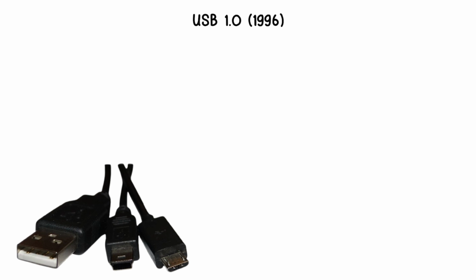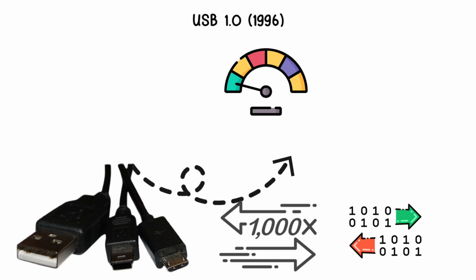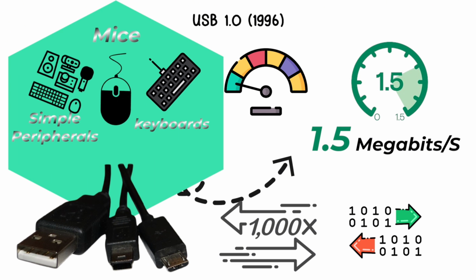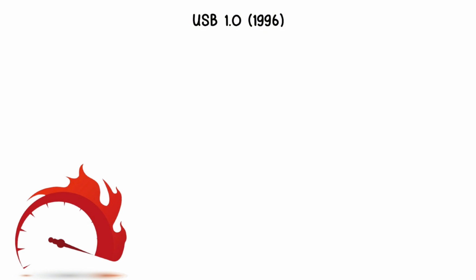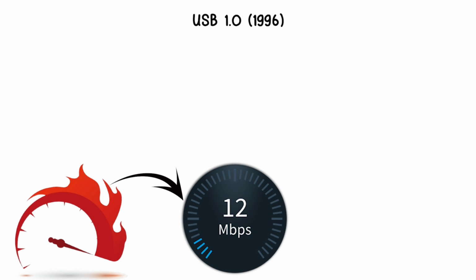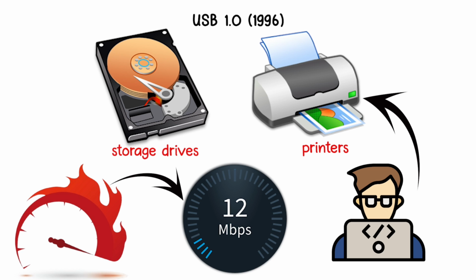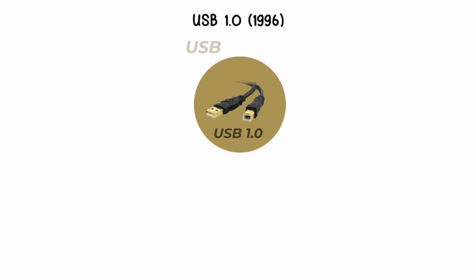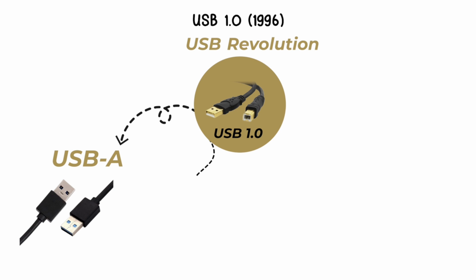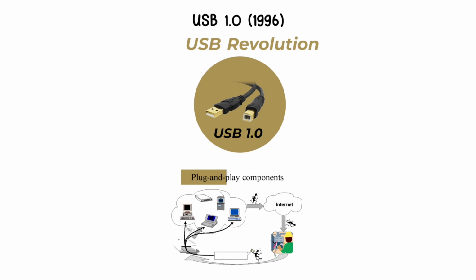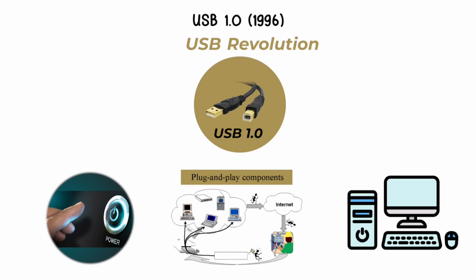USB 1.0 supported two speeds: low speed, which operated at 1.5 megabits per second, primarily used for keyboards, mice, and simple peripherals, and full speed, which ran at 12 megabits per second, capable of handling devices like printers and early storage drives. This version introduced the standard USB-A and USB-B connectors, the 4-pin design, and the concept of plug-and-play, meaning devices could be connected without restarting the computer.